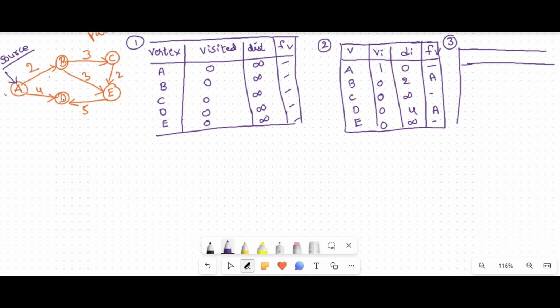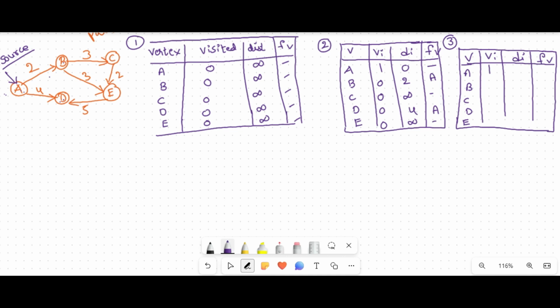Four columns: V, visited or not, distance from the vertex. Okay. Now A, B, C, D, E.